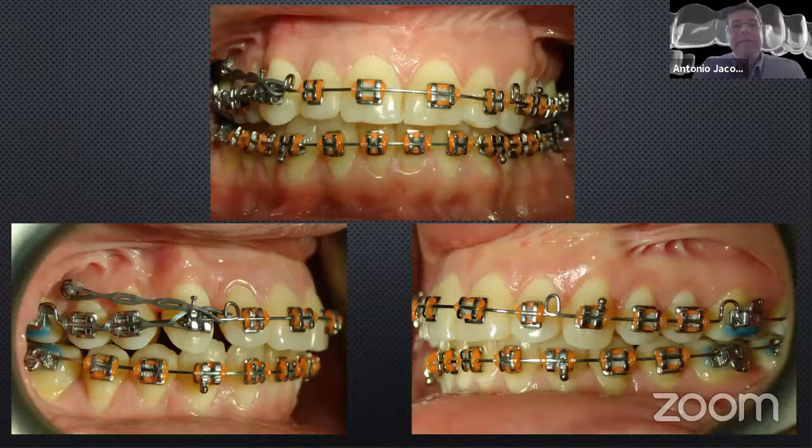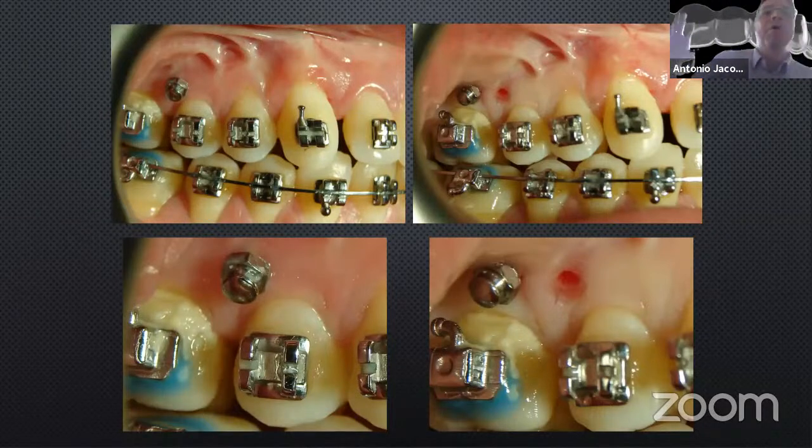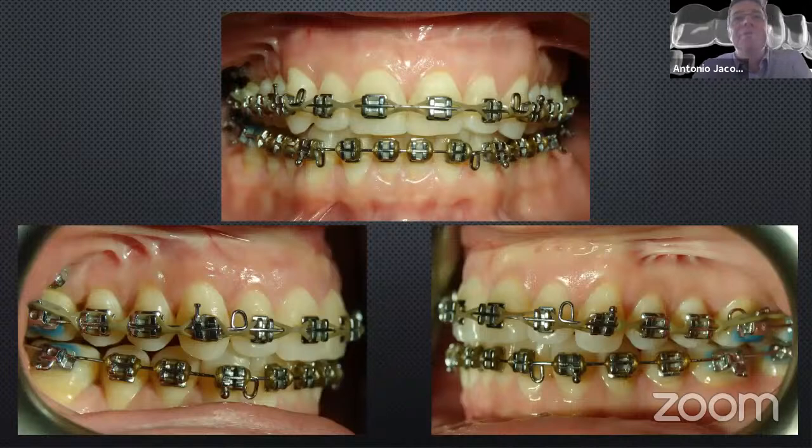You can see that now we have a class 1 on the right side also, and we are getting the canine into the proper position, and then we are closing the space. You can see now, when we distalize the molars, the premolar is almost touching the mini implant. At this time, we can just change the position of the mini implant a little bit distal to finish her treatment. And this is the end result.